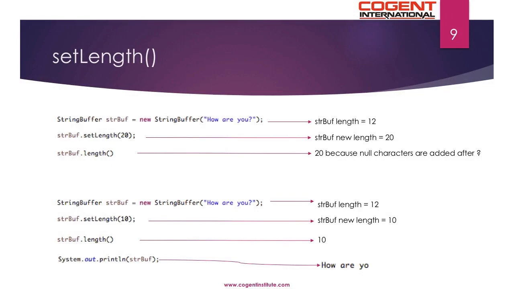Let's look at the setLength method with an example. So we have a StringBuffer object created by passing in the string literal "how are you?", which is assigned to the reference variable strbuff of type StringBuffer.